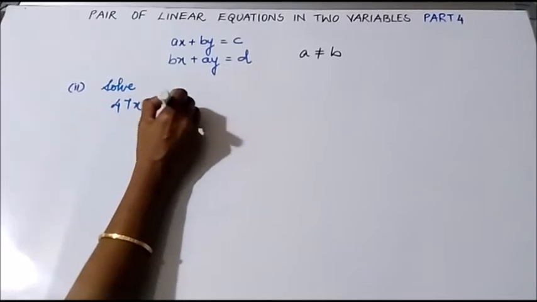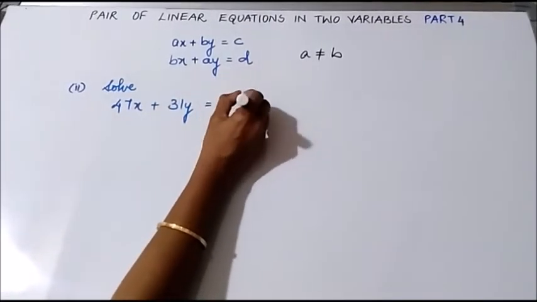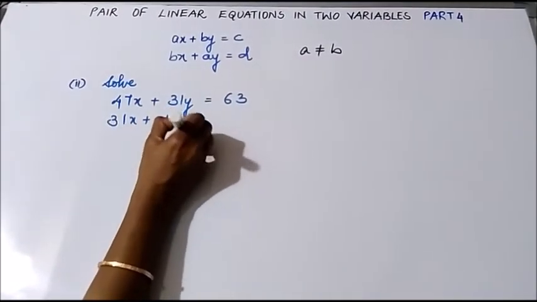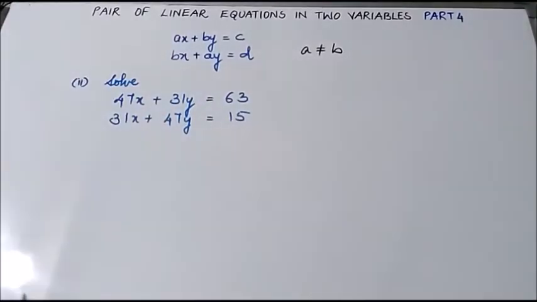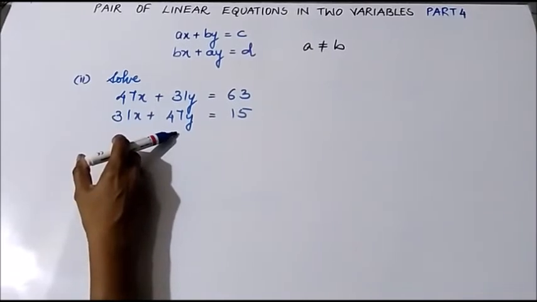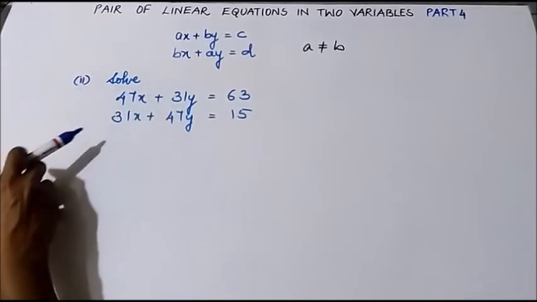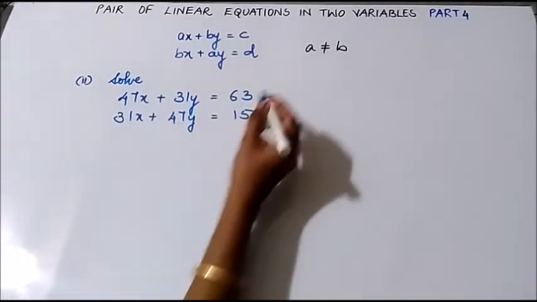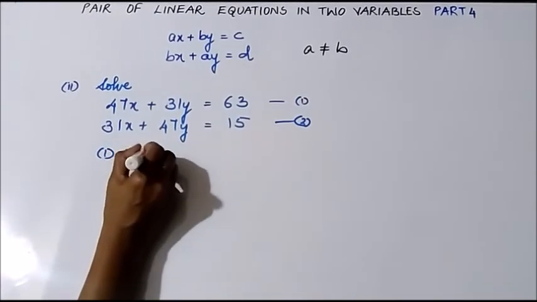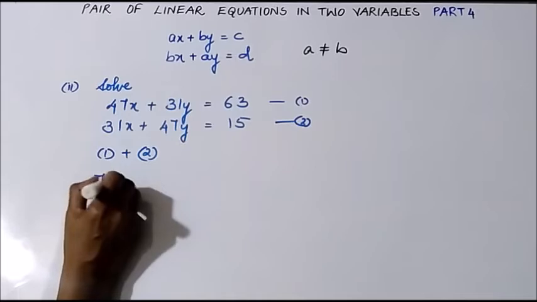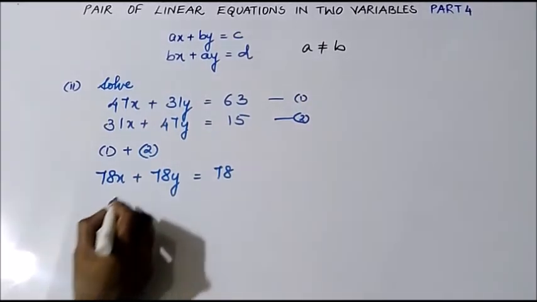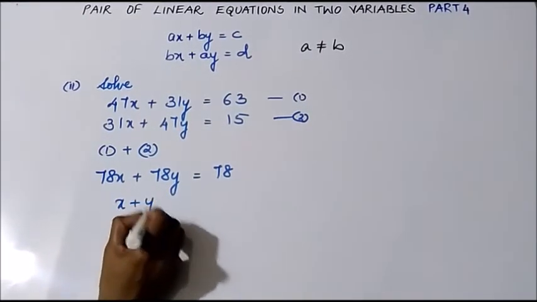47x plus 31y is equal to 63. 31x plus 47y is equal to 50. As you can see, coefficient of x in the first equation is equal to coefficient of y in the second equation. Same way, coefficient of y in the first equation is equal to coefficient of x in the second equation. What is the first thing that we do? We have to add both the equations. Adding will give us 78x plus 78y is equal to 78. Simplify. By simplifying, we'll get x plus y is equal to 1.